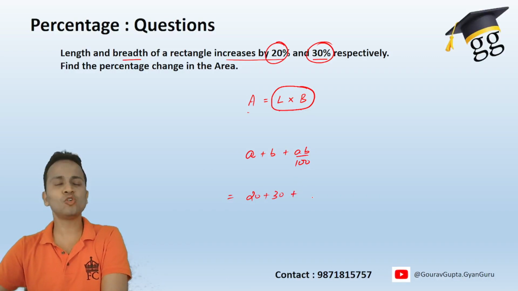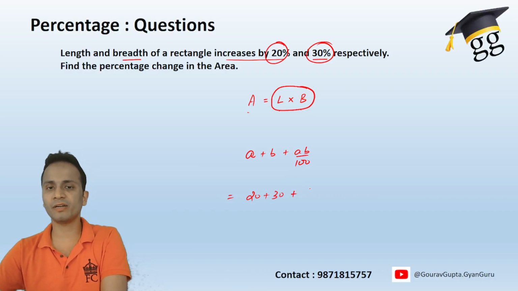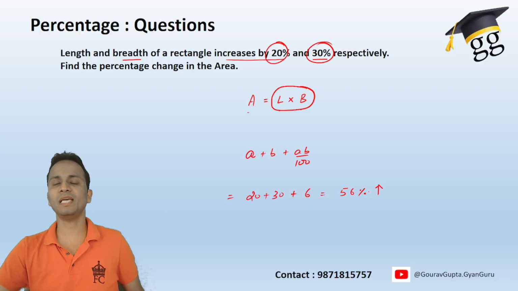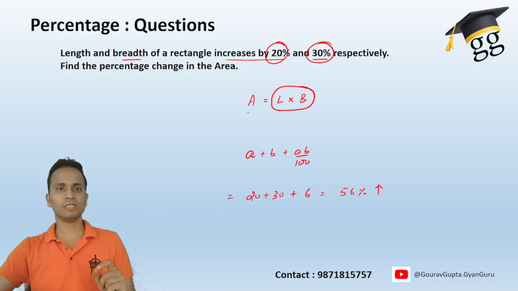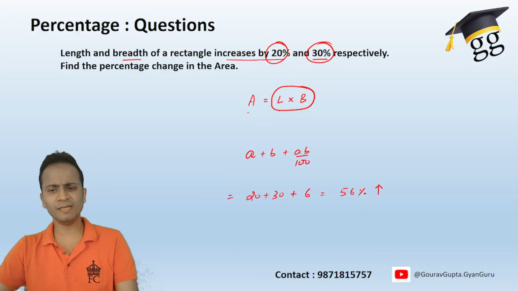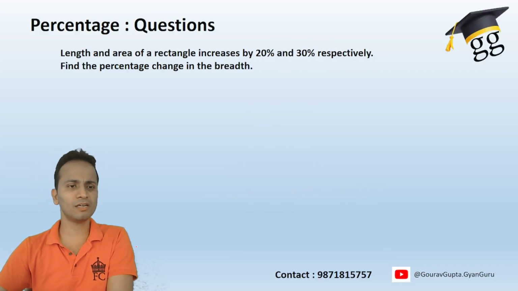So A into B, 20 into 30 divided by 100 will be 6. So the final answer will be 56%. Since the answer is positive, it will be an increase. So the net percentage change in area will be 56% increase. Okay, let's quickly have a look at another example.